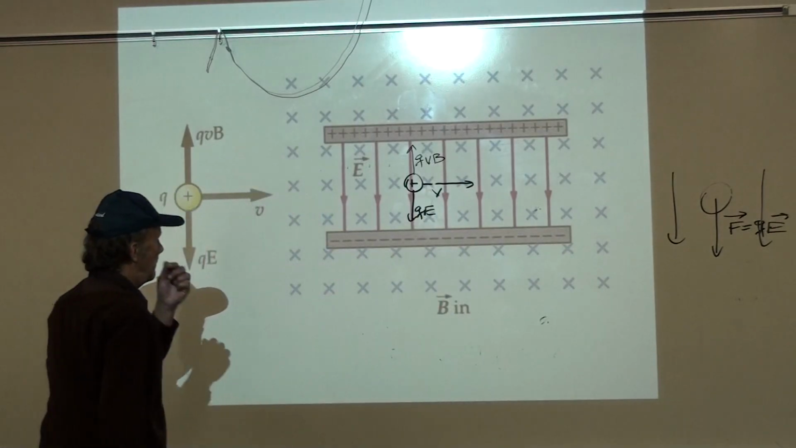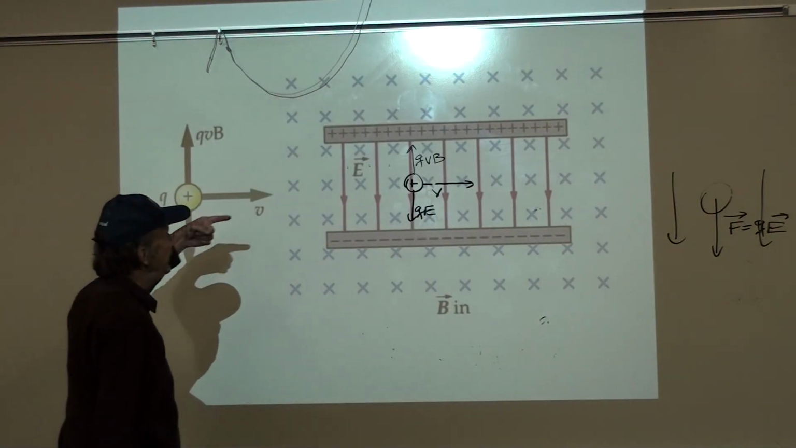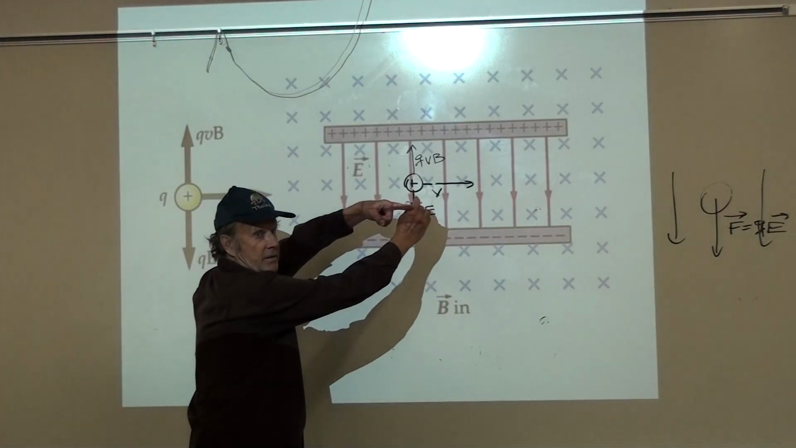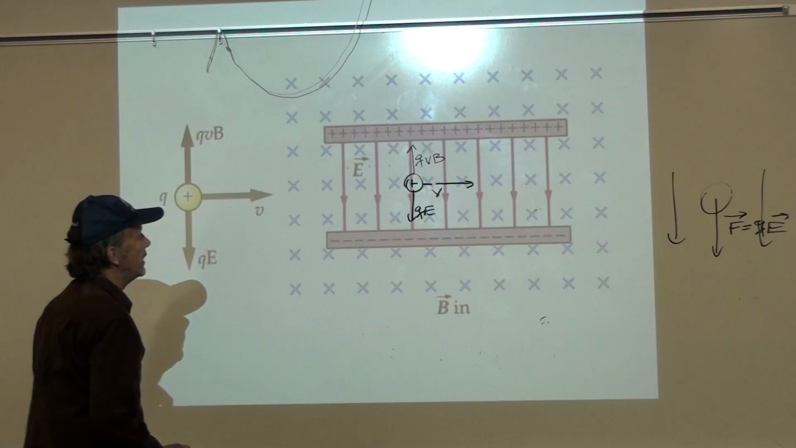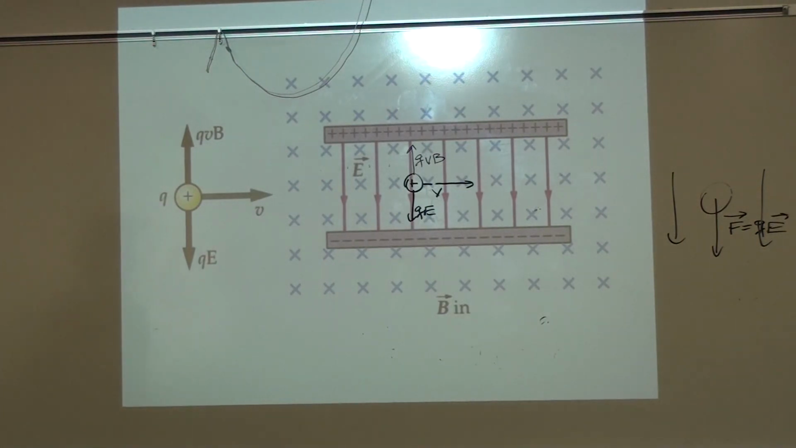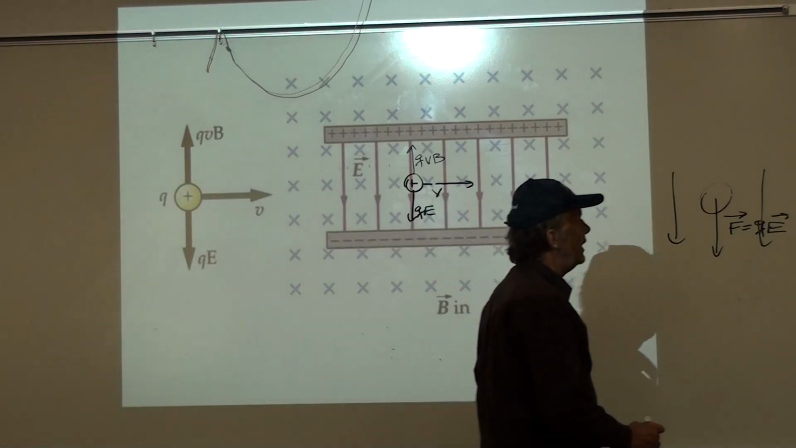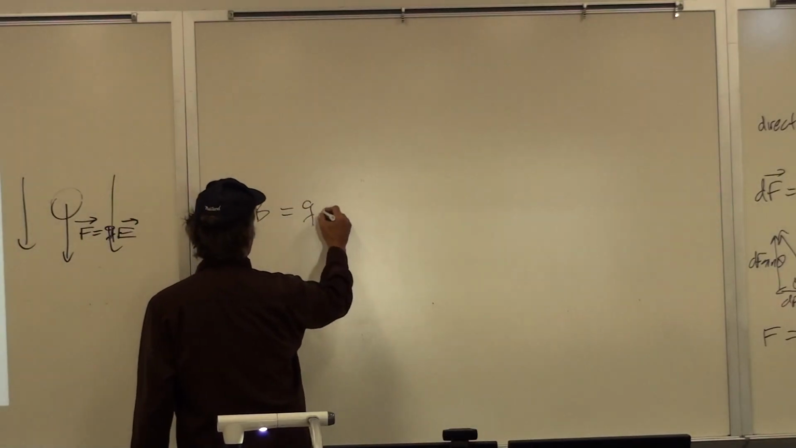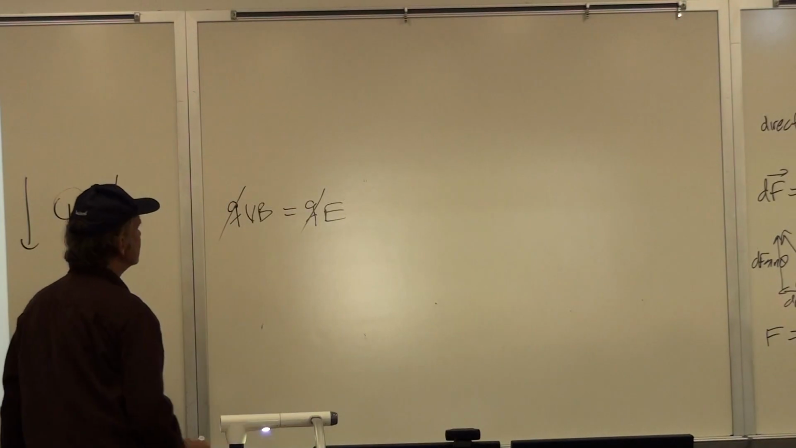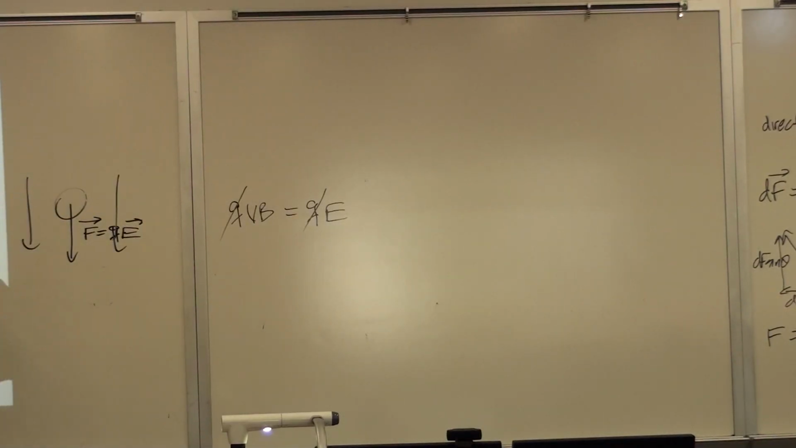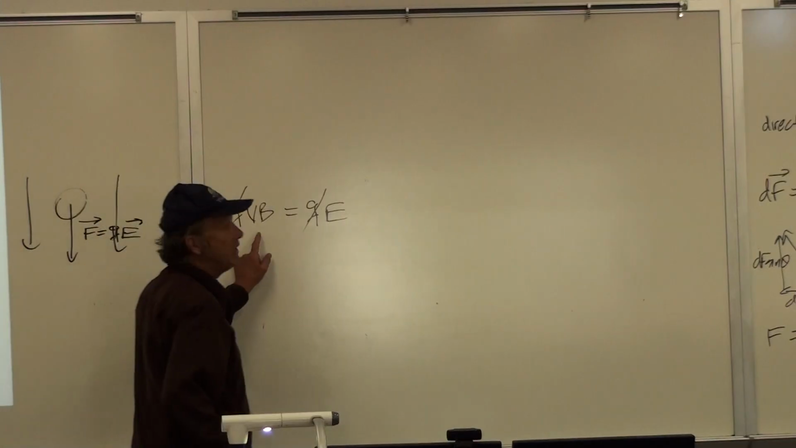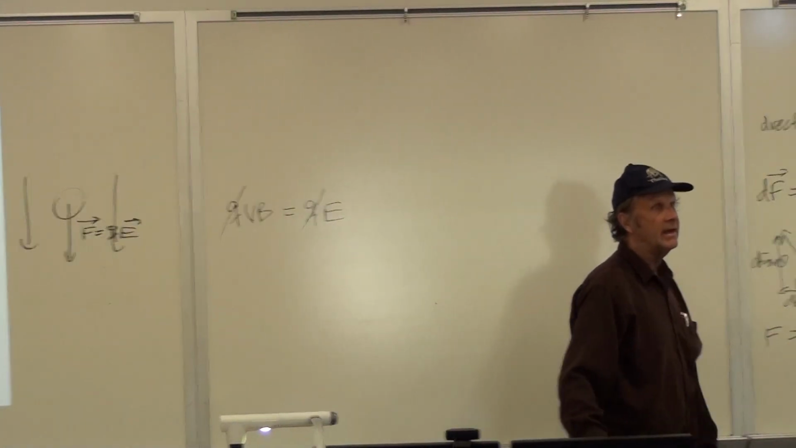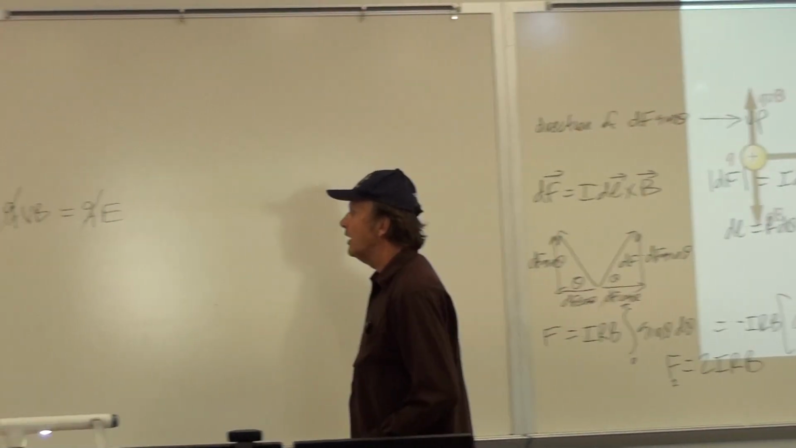times the sine of what? 90. Because here's V and here's B, they're perpendicular to each other. So don't forget about the fact that there's that sine of theta in there. But if it's 90 degrees, then that term is just equal to 1. And so for a certain specific value of the velocity, you have an equilibrium. QVB equals QE. Notice here that the charges cancel, so it doesn't matter what the charge is. You're selecting for a velocity, could be doubly ionized, could be triply ionized, could even be a negative charge.